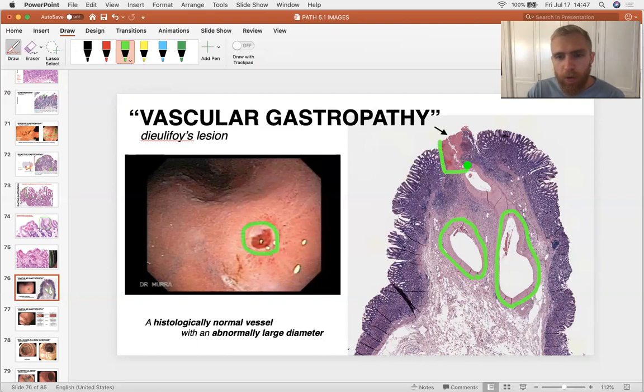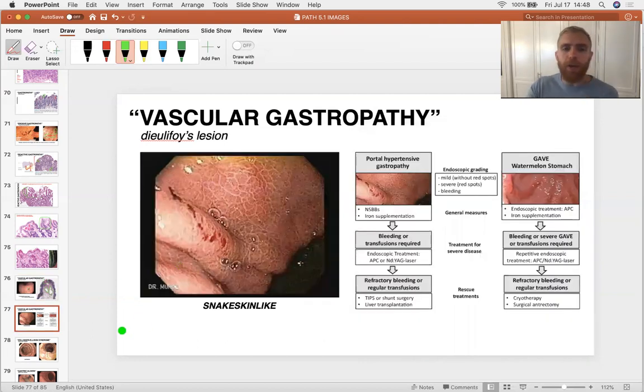Here's a cool, this is cool because you get to see it in two planes on this image on the right. Like here's when you're looking at the z-axis, what I've already circled, but then like here it is in the XY plane. And then you can get this characteristic snakeskin-like appearance of the gastric lining on endoscopy if you have Dieulafoy's lesion. So snakeskin-like, it's the only thing that's going to give you a serpentine snakeskin-like appearance.